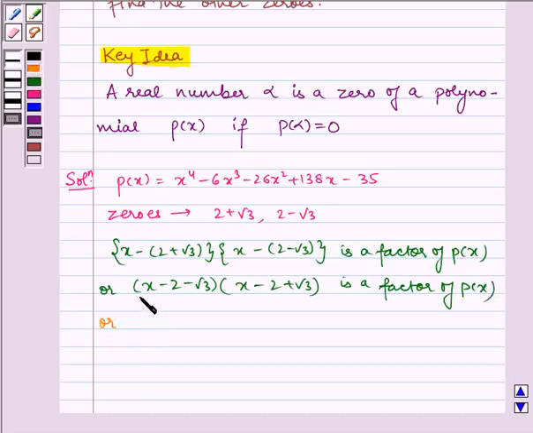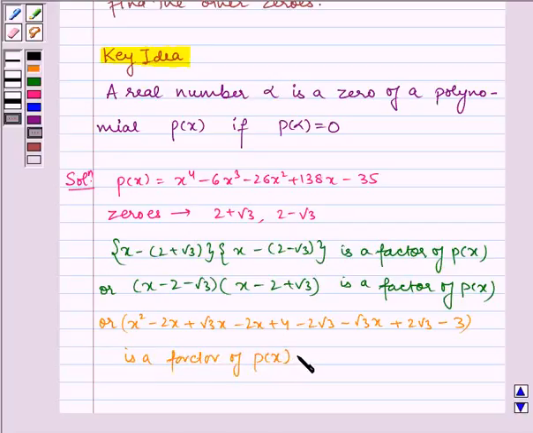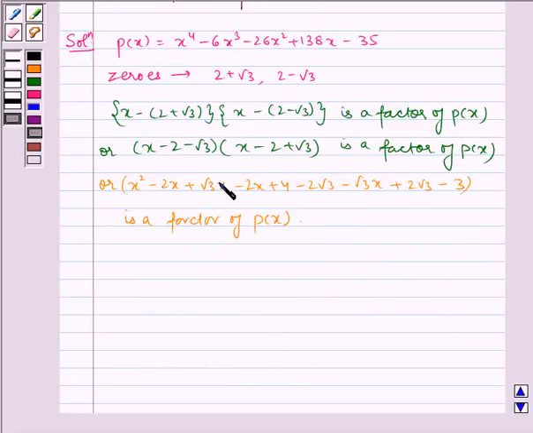or, opening this bracket we get x^2 minus 2x plus root 3x minus 2x plus 4 minus 2 root 3 minus root 3x plus 2 root 3 minus 3 is a factor of P of x. Now solving this, root 3x and minus root 3x cut off, and minus 2 root 3 plus 2 root 3 cut off. Therefore, writing the remaining terms, we get x^2, combining all the x terms, minus 2x minus 2x, that is minus 4x. Now combining all the constants, we get 4 minus 3, that is plus 1, is a factor of P of x.